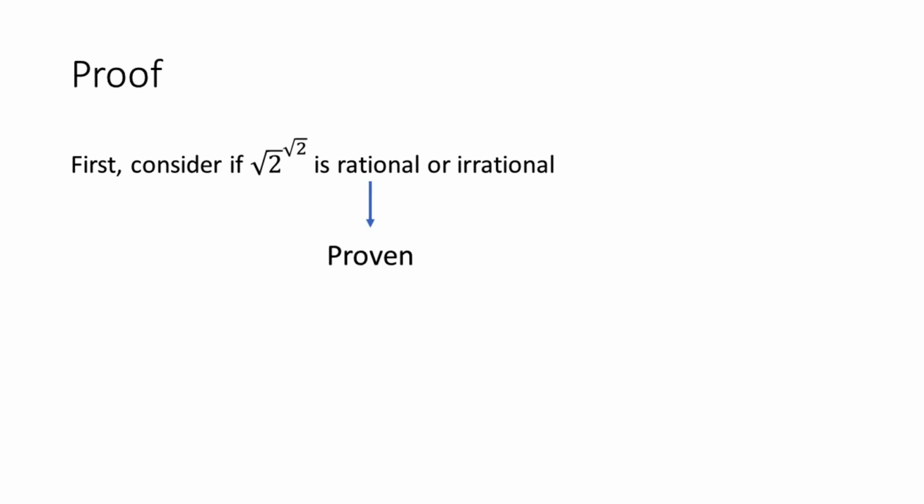Next, we would consider the case that root 2 to the power of root 2 is rational. And if it is rational, what we wanted to prove is proven, since we wanted to prove that irrational to the power of irrational can be rational. However, if the number is irrational, we need to do some more work.